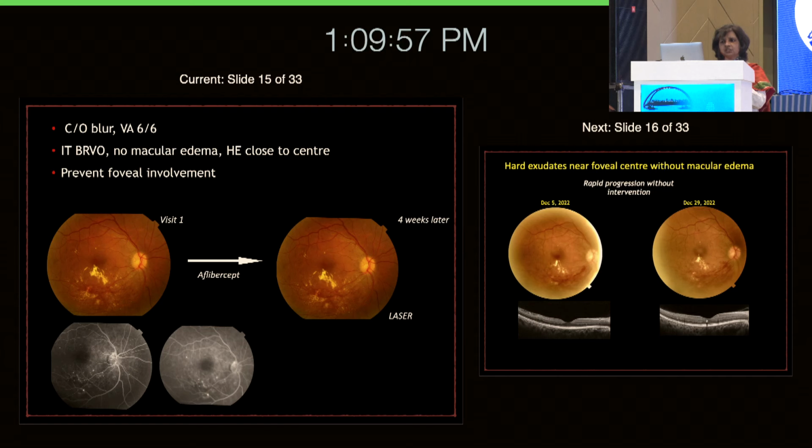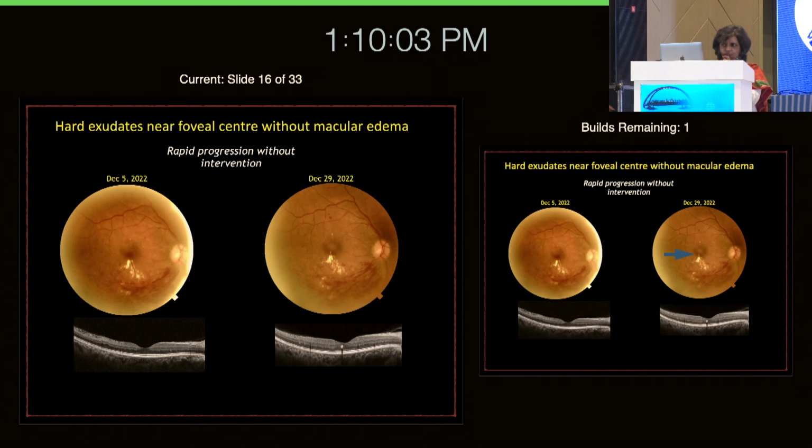This is another patient we did not treat. So you can see within a few days, within the same month, his hard exudate has moved into the foveal center. You can see the left and the right pictures. So this is how important it is to treat foveal exudates in a preventive manner.